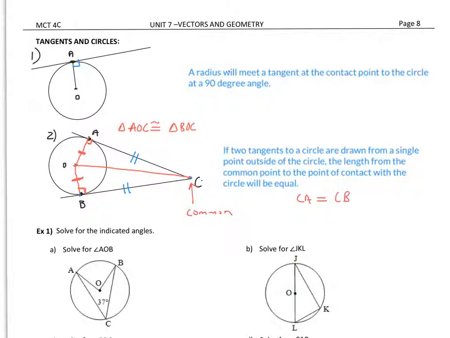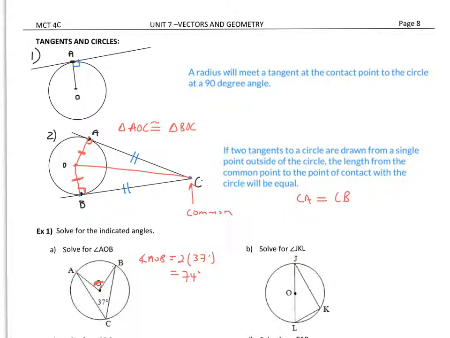We're going to use these theorems now that we've learned to solve for some indicated angles, some indicated side lengths, and then a mishmash of different stuff. Looking at this first example, we're going to solve for angle AOB. Angle AOB is this angle in here, which is a central angle. Because O is the center of our circle, that central angle will be twice the inscribed angle, so angle AOB will equal two times that 37 degrees. So 2 times 37 would be 74 degrees, I believe, if I did that correctly.